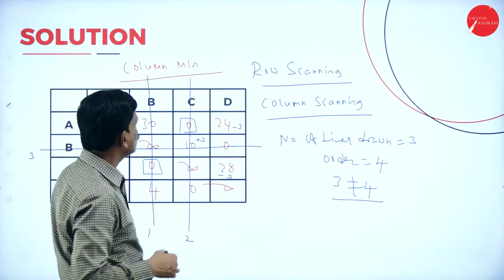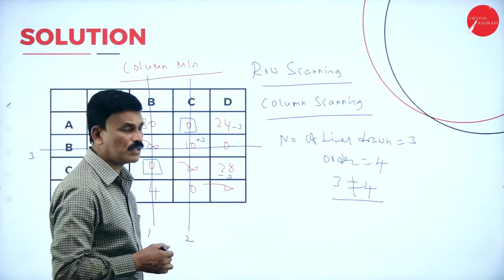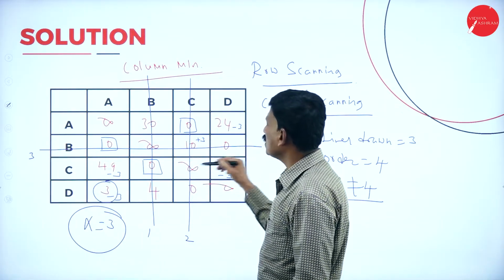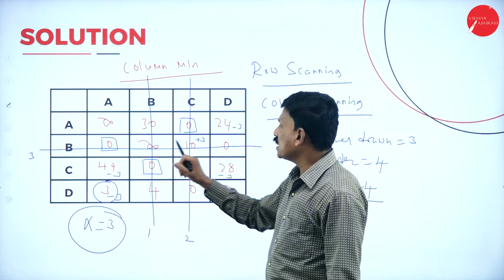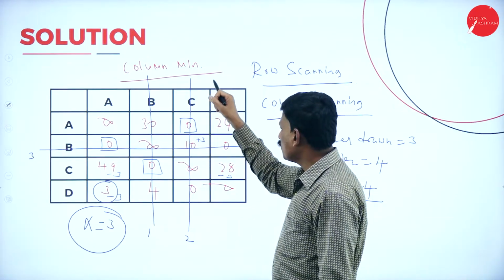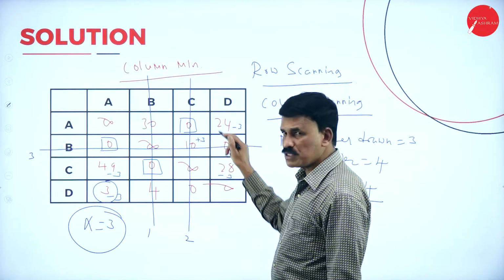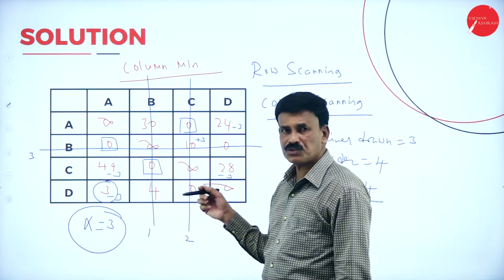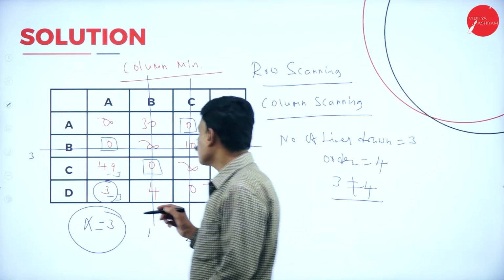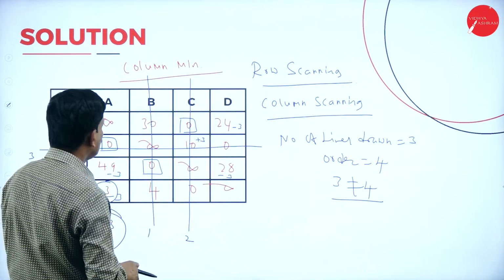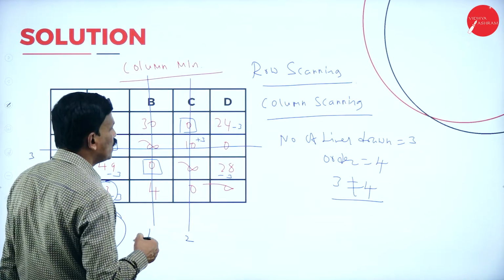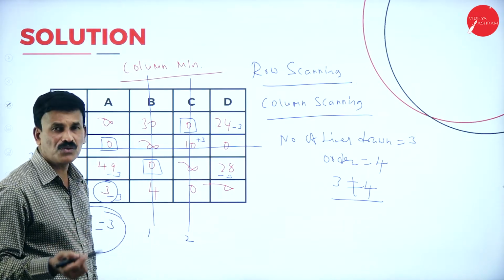Now come to column minima. Go for the scanning. So this is row scanning and column scanning. In the row scanning, just identify 0. If the 0 is in the row, completely cancel that particular row. So this is how we are going to perform. Now since here the number of lines drawn is not equal to the order of the given matrix, therefore we have to go for the next step.